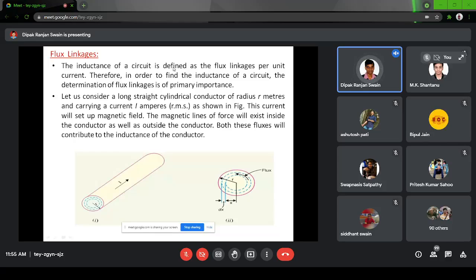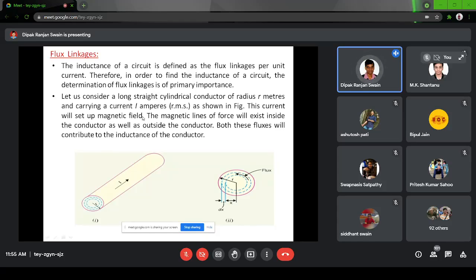The inductance of a circuit is defined as the flux linkage per unit current, as I have already told. Therefore, in order to find the inductance of a circuit, the determination of flux linkage is of primary importance. So in all the calculations, we will first find the flux linkage and then divide it by the current to find the inductance. Now here, let us consider a straight cylindrical conductor. Generally, most of the conductors are cylindrical, so most of the calculations are generally done for cylindrical conductors. So a long straight cylindrical conductor of radius r carrying a current I amperes, as shown in the figure.